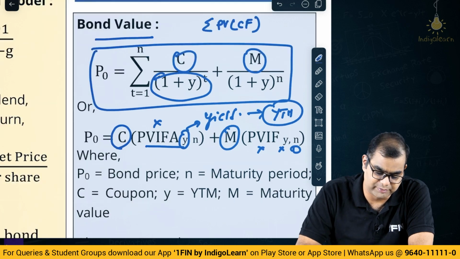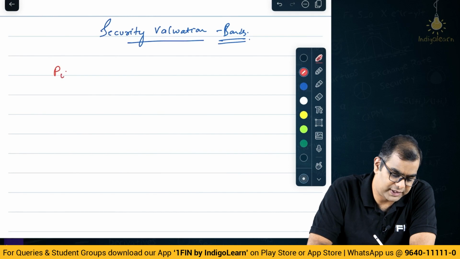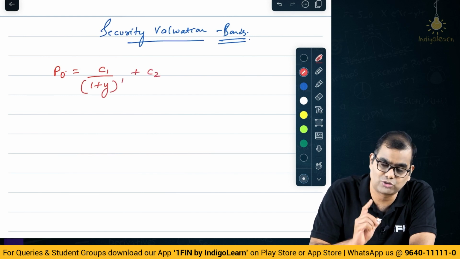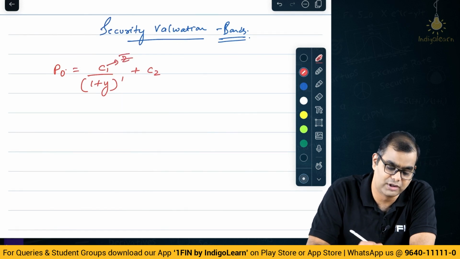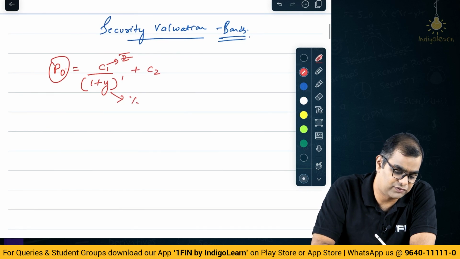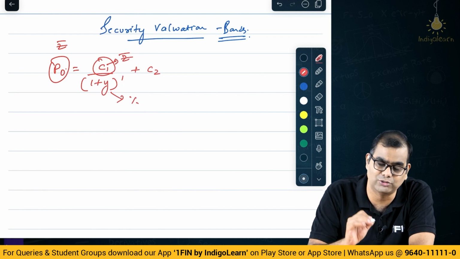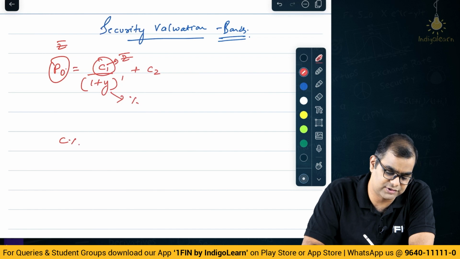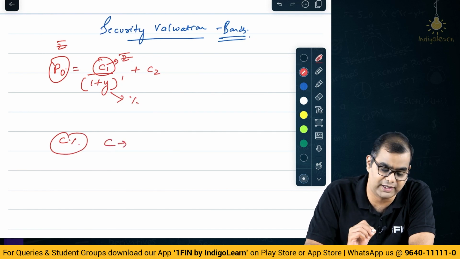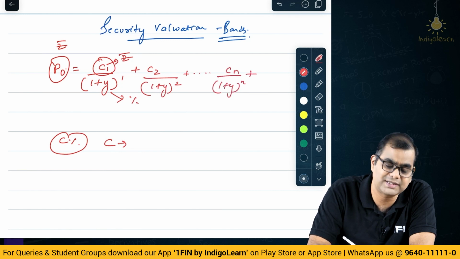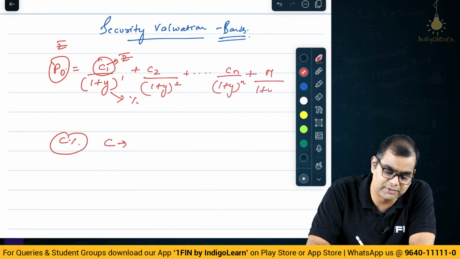I will explain it in a slightly simpler manner. Bond price P0 is equal to C1 by (1 plus yield) whole power 1, assuming it is an annual bond, plus C2 by (1 plus Y) whole square, and so on, up to Cn by (1 plus Y) whole power n, plus your maturity value divided by (1 plus Y) whole power n. Here C is the coupon in rupee terms, the absolute value, and not the rate. The coupon rate is in percentage terms, while price is of course in rupee terms.